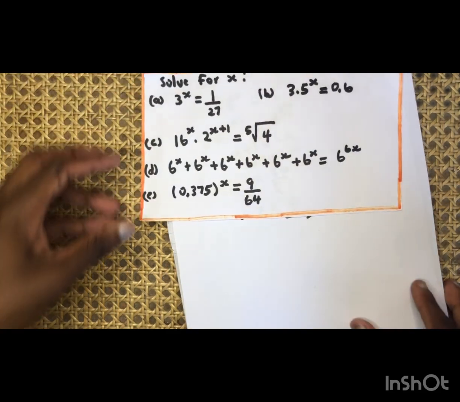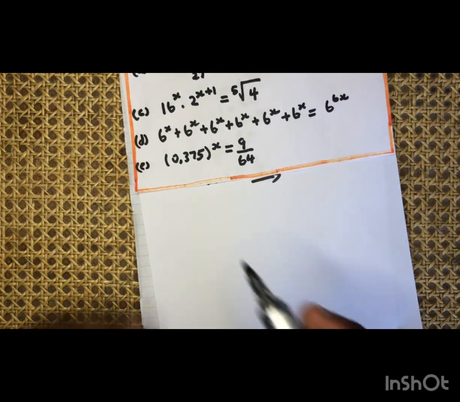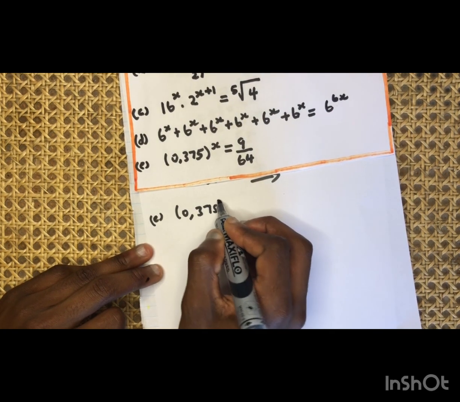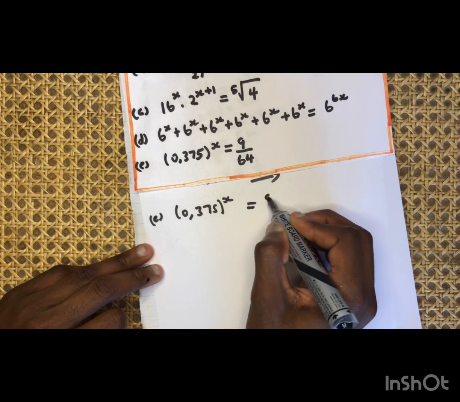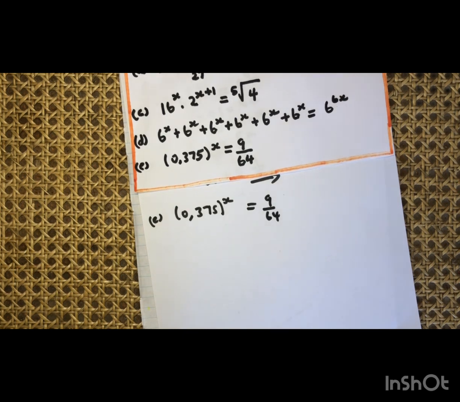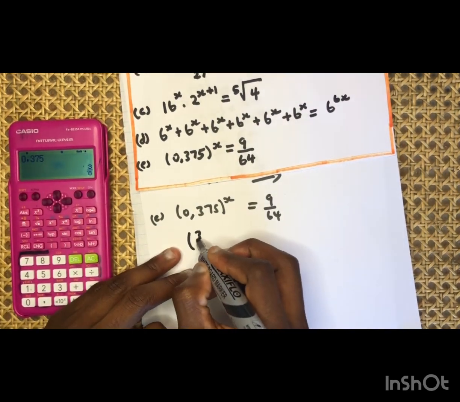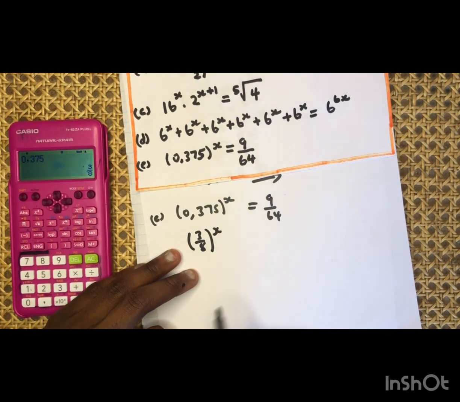So let's do the last question. Right. Number E, we have 0.375 to the power x equals 9 over 64. Remember, guys, we said on the first video, whenever I see the decimal, I must write it as a fraction. So we know that, guys, 0.375 will give us 3 over 8. So we have here 3 over 8 all to the power x.